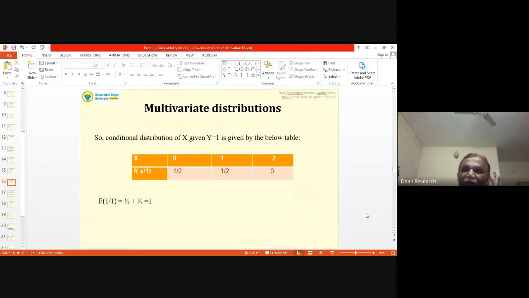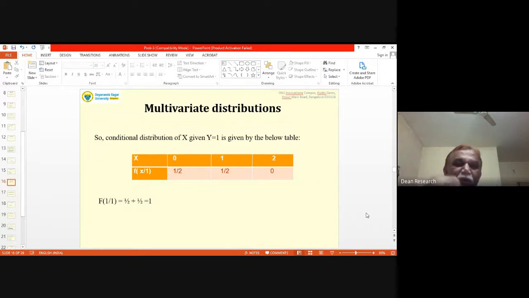For the conditional distribution f of x given y, you have the formula, and in the case of a discrete random variable, you have got the table. Here we have listed the values of x and the probability of x, given the value of y being 1.